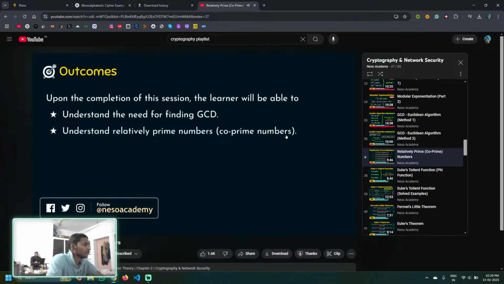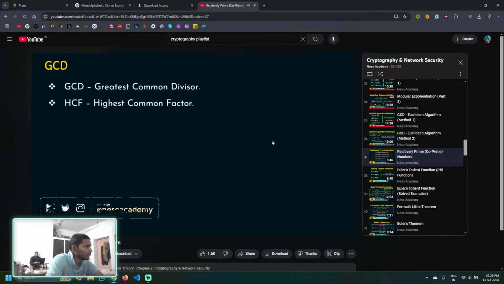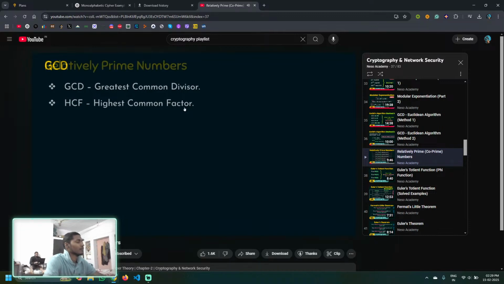Before stepping into the topic of the day, relatively prime numbers, we will just recap what is GCD. The GCD stands for the greatest common divisor. GCD is also referred to as HCF, which is highest common factor. Divisor and factor refer to the same concept. Already we have seen how to find the GCD of two numbers in the previous lectures. With the knowledge of GCD, we are stepping into the next topic, relatively prime numbers. Let's see what relatively prime numbers are.